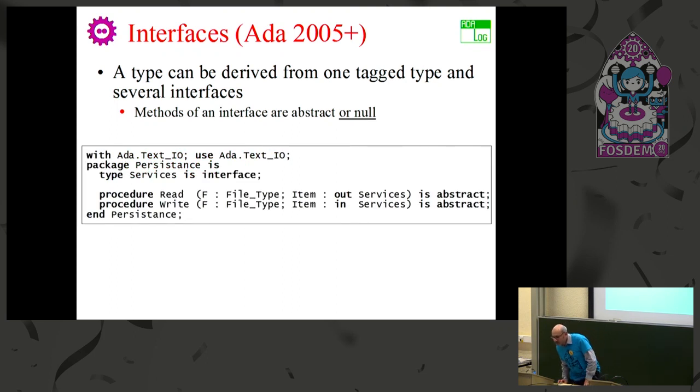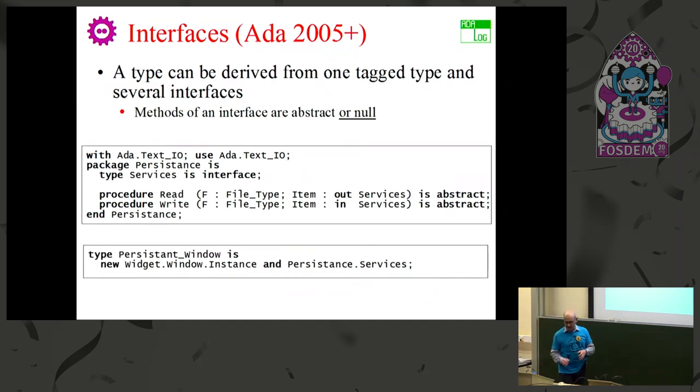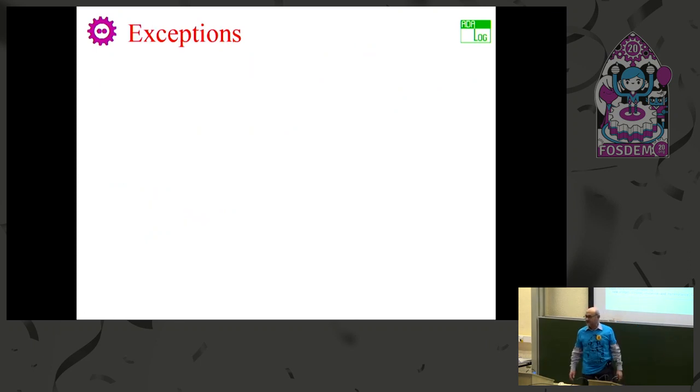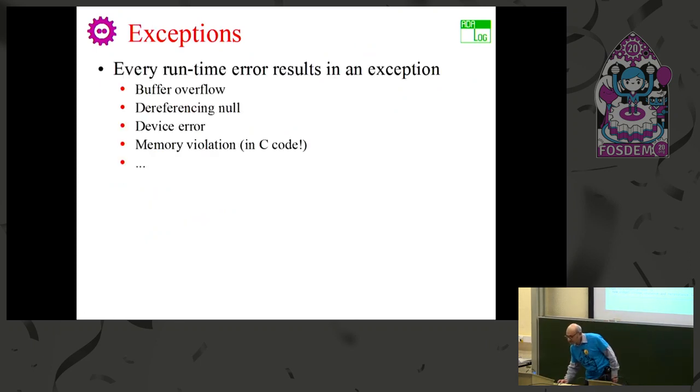So time is running. Starting with Ada 2005, there are interfaces that work roughly like Java interfaces. You can define a type as an interface, and they can have only abstract or null operations, by the way, it's a small improvement. And every type that claims to implement that interface must provide the operations. And you can inherit from one real tagged type and as many interfaces as you want, like in other languages.